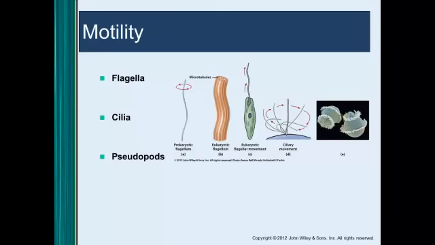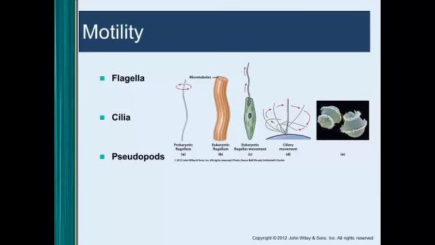With regards to cilia, these are shorter and more numerous than flagella, but they have the same chemical composition and basic arrangement of microtubules. These are found mainly in the ciliated protozoa, which may have up to 10,000 or more cilia distributed over their cell surface.